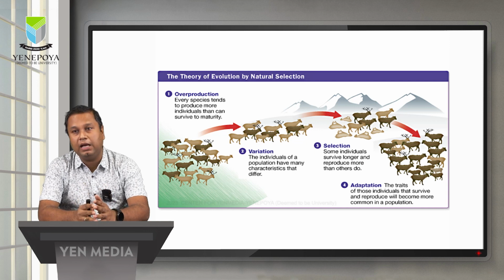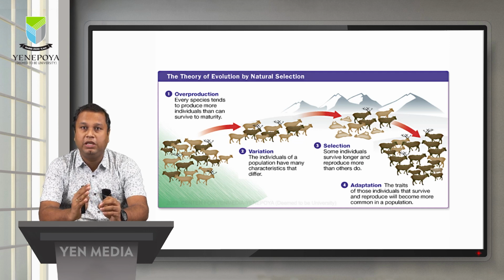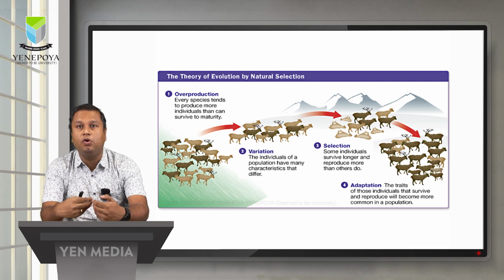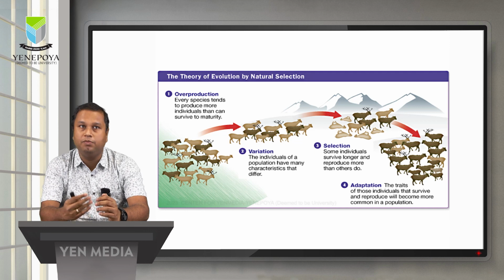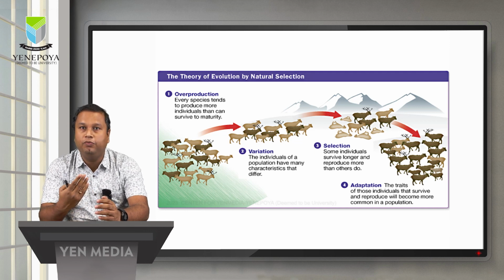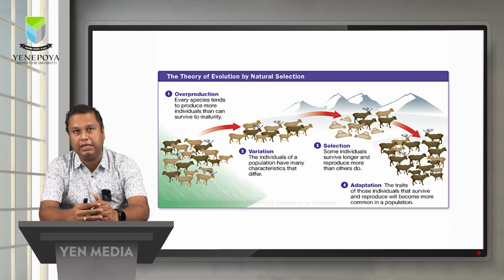So the first concept of Darwin was over-reproduction. What is over-reproduction? Over-reproduction means if you give opportunity to any organism, they will produce more offspring than can actually survive to maturity. That means most will die without food or without shelter or something like that.